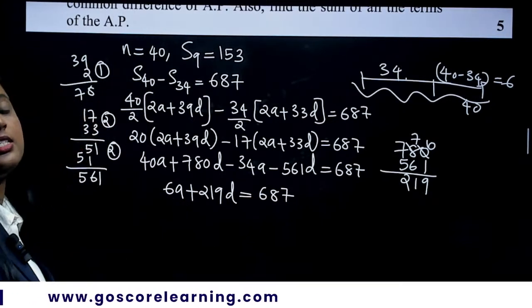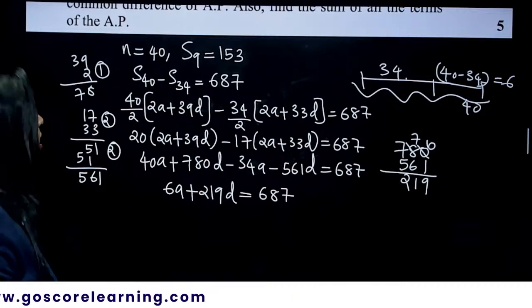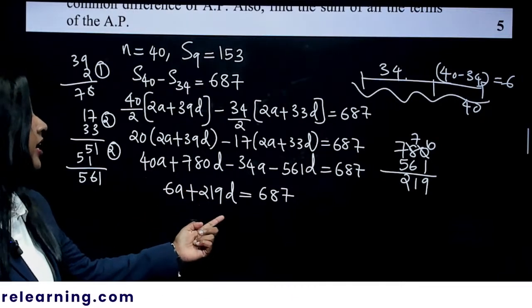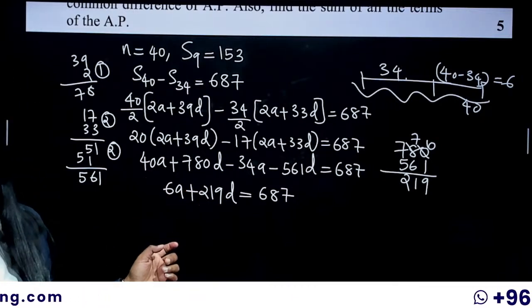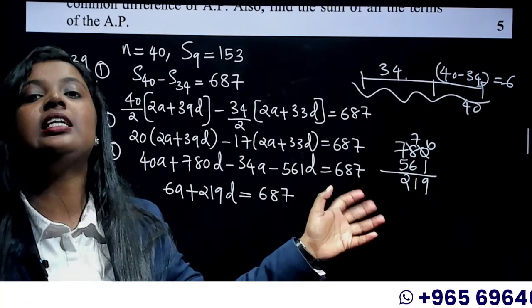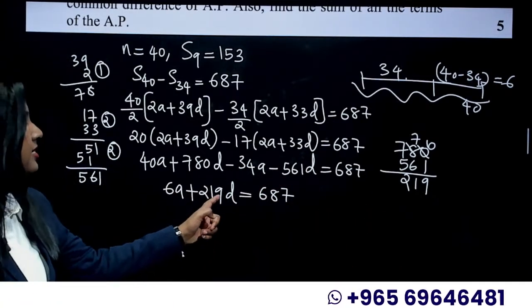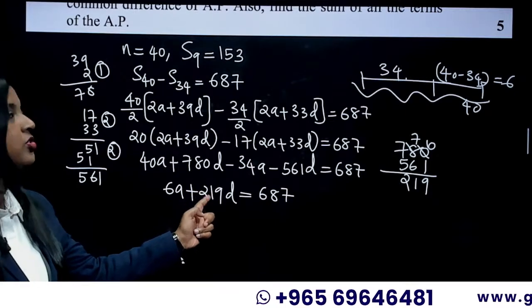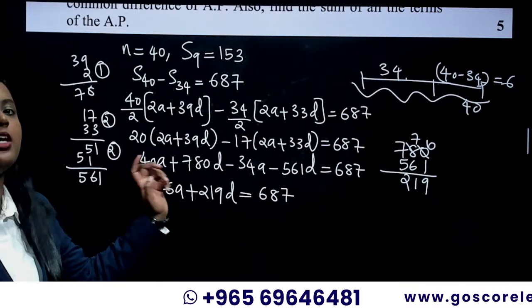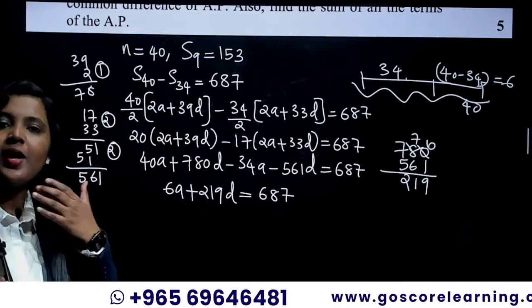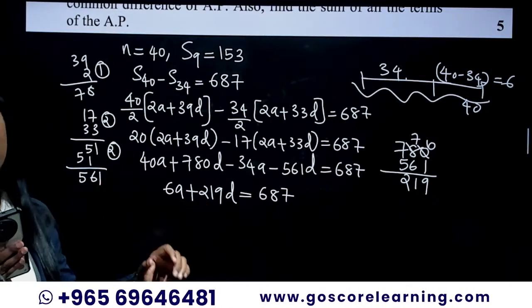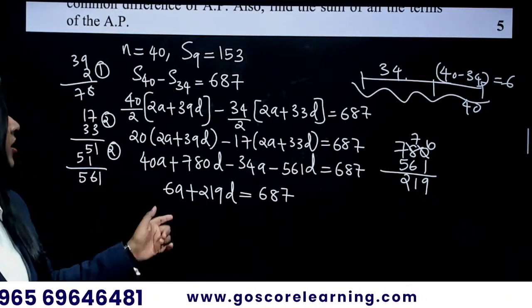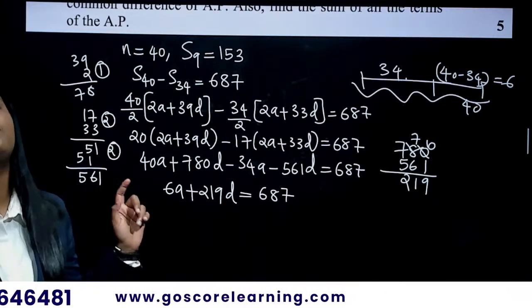Can we divide all the terms by 3? Yes, we can, because 6 is divisible by 3, 219. How do you know if a number is divisible by 3 or not? You just add the digits. 2 plus 1 plus 9, 9 plus 1 is 10, 10 plus 2 is 12. 12 is divisible by 3, no? Then this number will be divisible by 3. As a 10th grader, you must know this. I hope you guys know this already. So we will be dividing this equation throughout by 3.